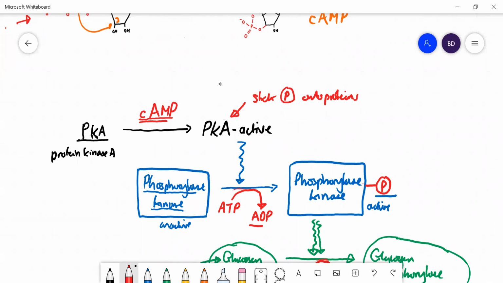Right, in the next video we'll talk about how this signal transduction pathway can lead to gluconeogenesis. That's a bit more complicated than that, and would make it too long a video to do it all in one go, so we'll do that in the next one.